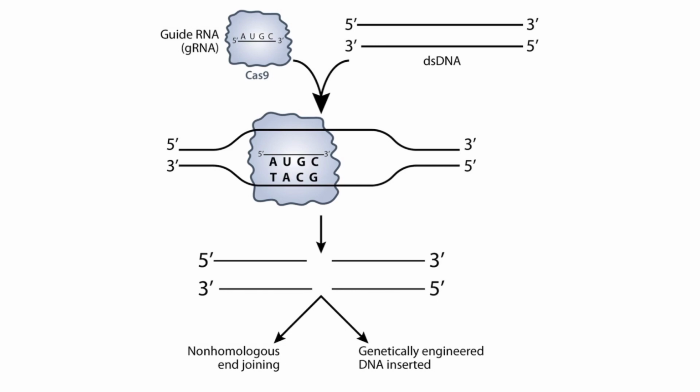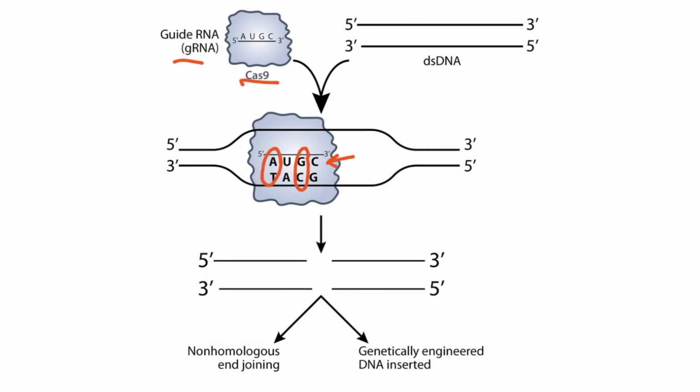Notice that a guide RNA molecule right here is shown in the center of Cas9. This guide RNA directs the Cas9 enzyme to the double-stranded segment of DNA that is complementary to the guide RNA. Notice that AUGC on the guide RNA is complementary to the target sequence of DNA. So A pairs with T, G pairs with C, and so forth.